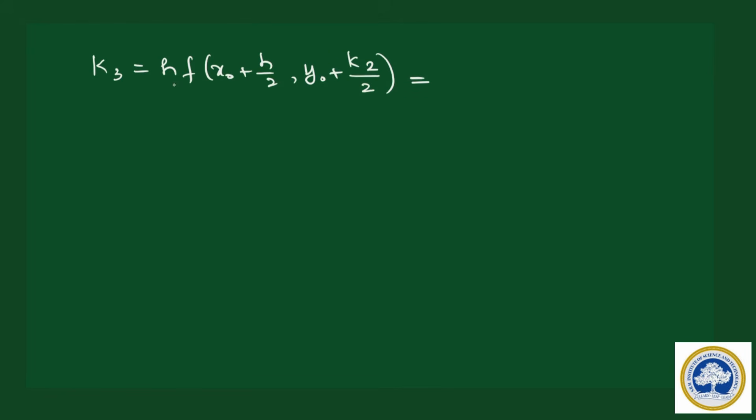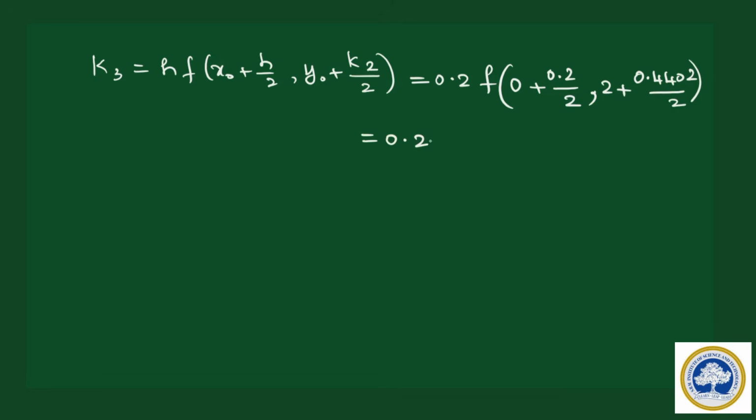Now K3 is equal to h into f of x naught plus h by 2 comma y naught plus K2 by 2 is the formula. Now we have to substitute. So h is 0.2 into f of x naught is 0 plus 0.2 divided by 2 comma y naught is 2 plus K2, just now we calculated 0.4402 divided by 2, right?